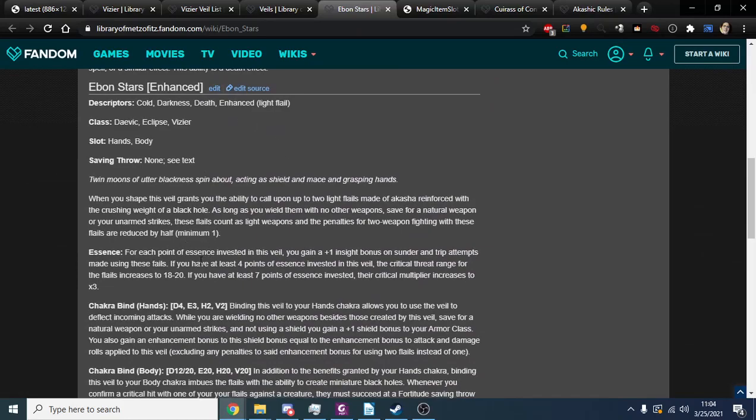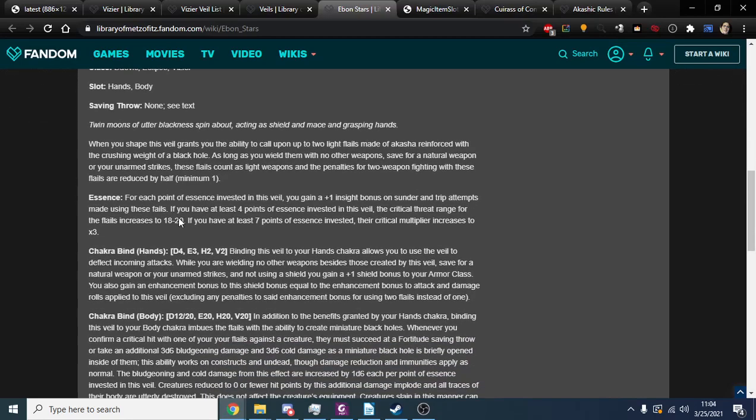Whereas with the enhanced veils, they can act like actual magical items, and you can enhance them by taking them to a crafter or taking a crafting feat yourself, and you have to spend actual money on doing that. I personally prefer the enhanced veils just because there are more things that you can do and you have more control over what kind of abilities are being put onto your weapon.